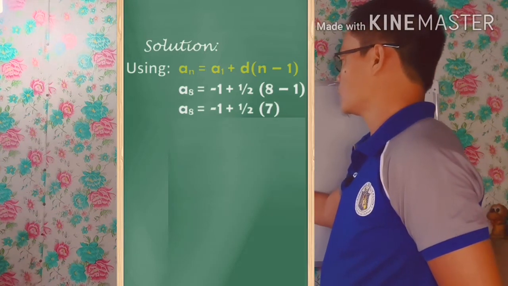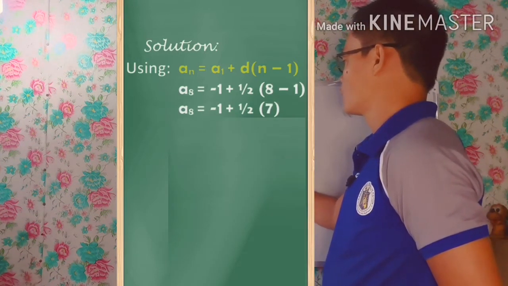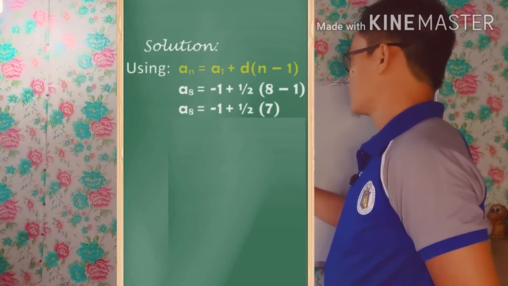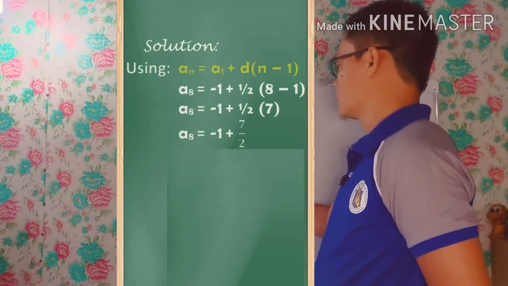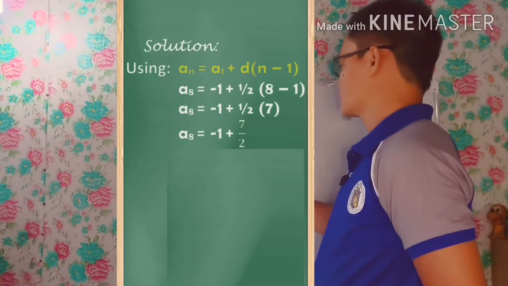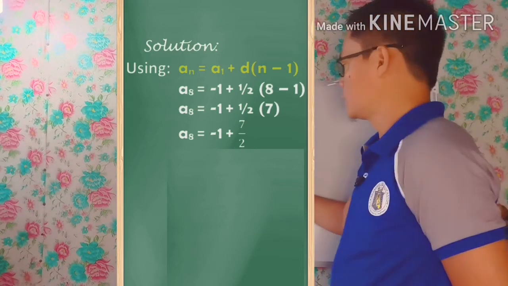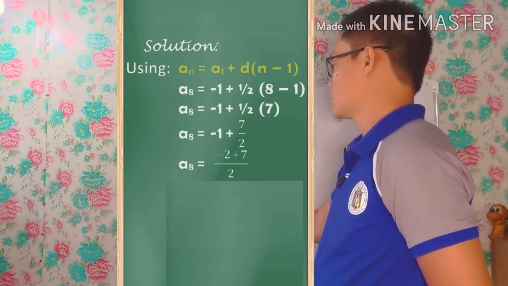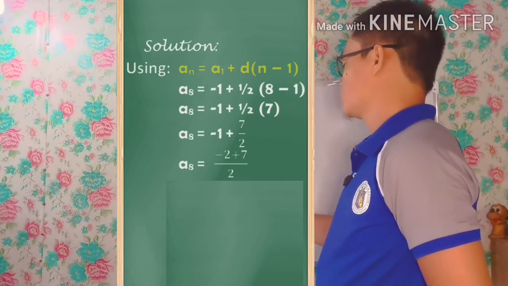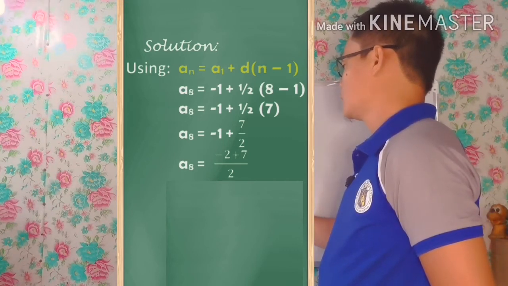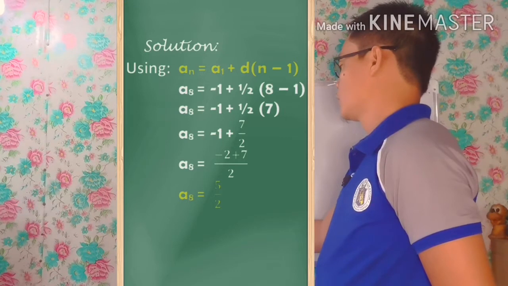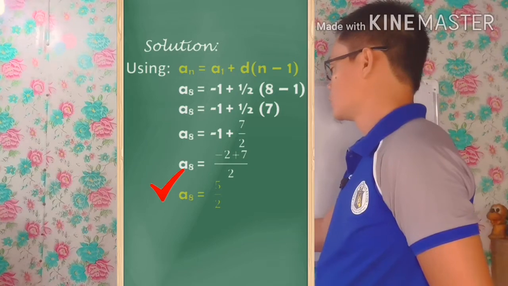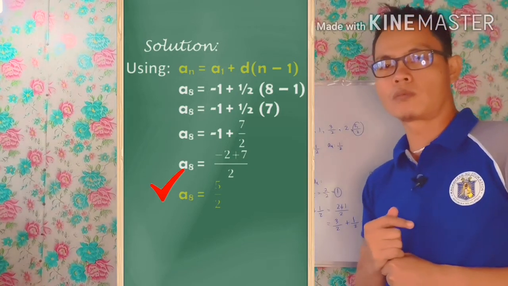A sub 8 is equal to negative 1 plus 1/2, then multiplied by 7. A sub 8 equals negative 1 plus 1/2 multiplied by 7, which is 7 over 2. Then a sub 8 equals negative 2 plus 7 all over 2. So the value of the 8th term is 5 over 2. That's the example for number 1.